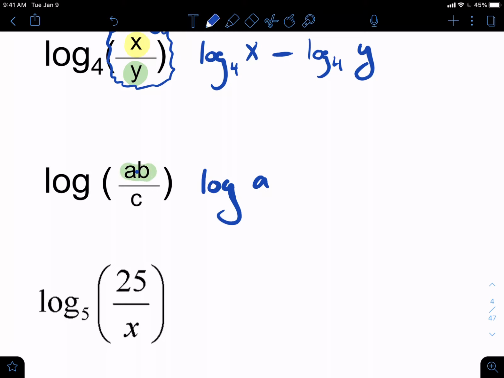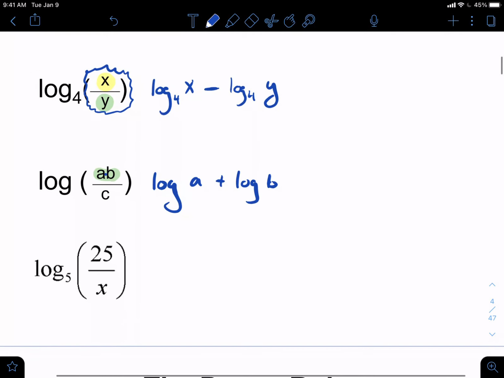Now I'm going to break it down kind of top to bottom. So I'm going to deal with this first. So log of a plus the log of b, and then since the c is on the bottom, that one's going to get the subtraction, minus log c. And again, if you wanted to write the 10s in here, you wouldn't be wrong because those are all assumed to be base 10 if we don't see one over here.